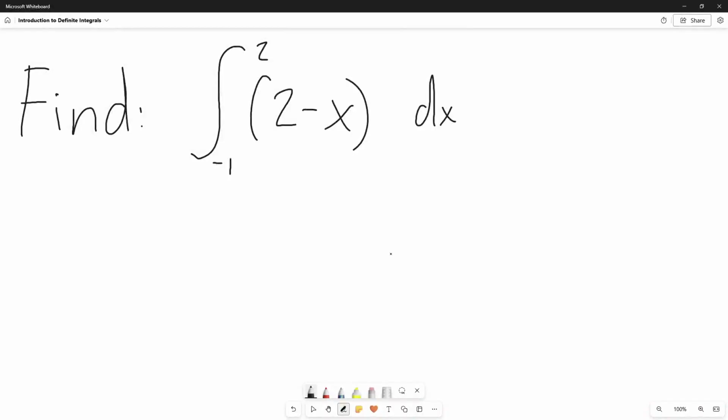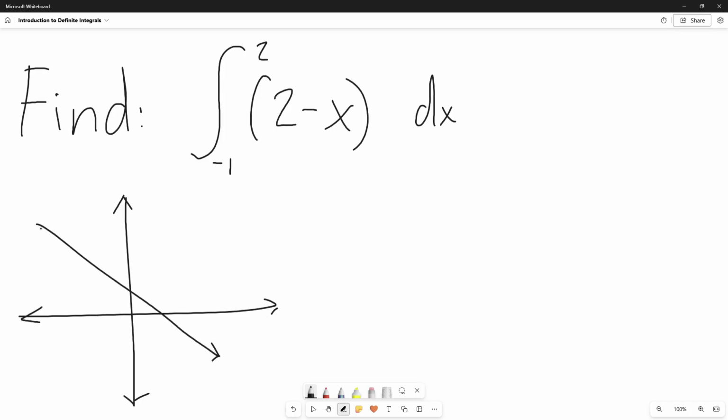Now, let's do a practice problem. If you think you know how to do this one, pause the video and try it. This problem asks to find the area of 2 minus x from -1 to 2, with a definite integral from -1 to 2 of 2 minus x. So what we can do is first, as always, draw our graph, 2 minus x, which will look something like this, and from -1 to 2.